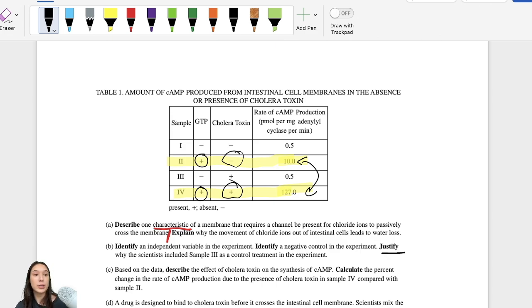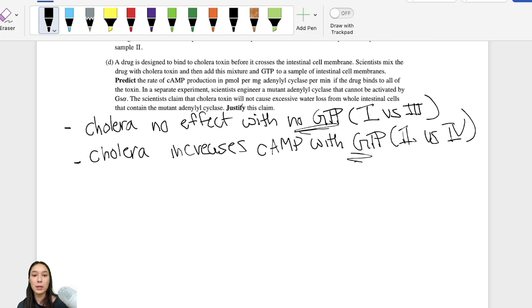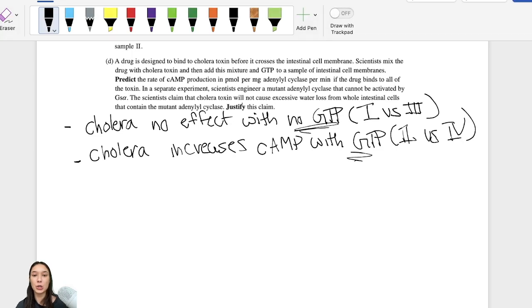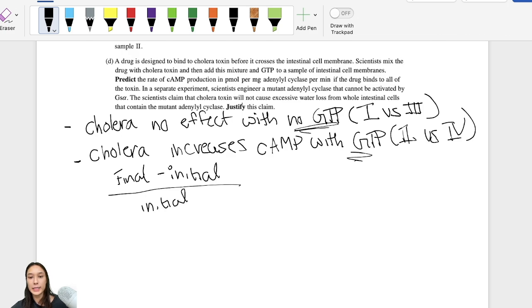It's asking you for the percent change. You should know your percent change equation. I don't think they give it to you, but just in case, you should always remember it. It might be on your formula sheet, but just remember regardless. The formula for percent change is always going to be the same. It's going to be final minus initial over initial. And since it's a percent, you're going to multiply that by 100%.